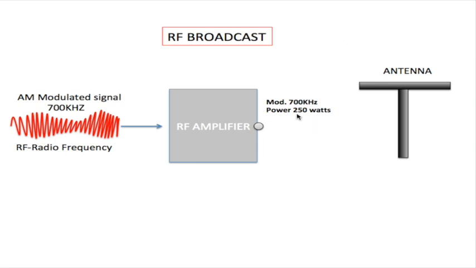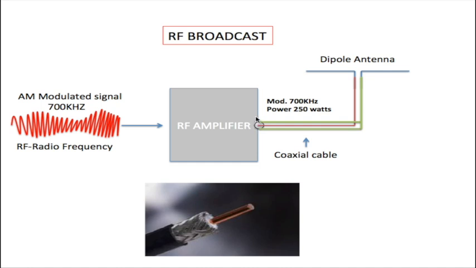Now the higher the power, the greater the distance. For instance, local AM radio stations may use 250 watts for their power, but regional stations that need to go further will use 1,000 watts or even more. Now we have to connect the output of our amplifier to the antenna. We use a coaxial cable.